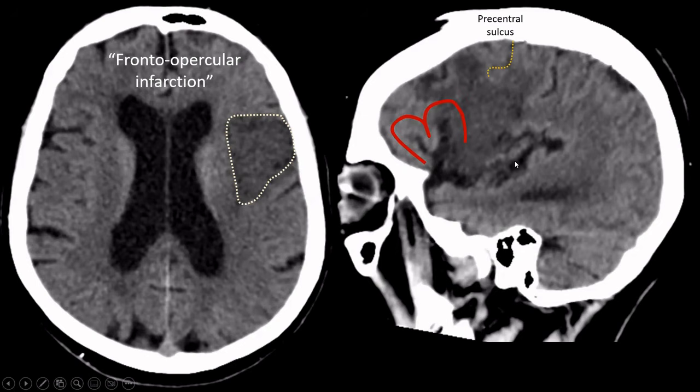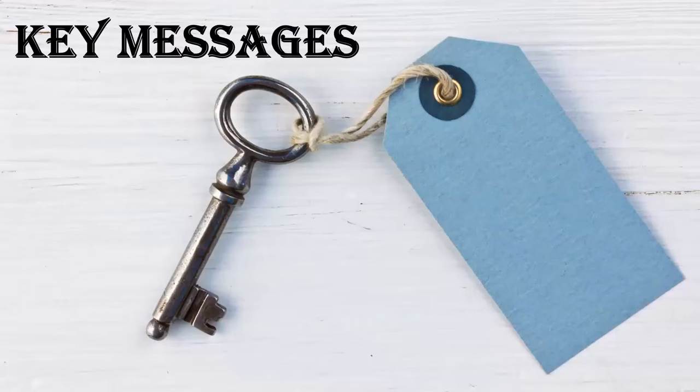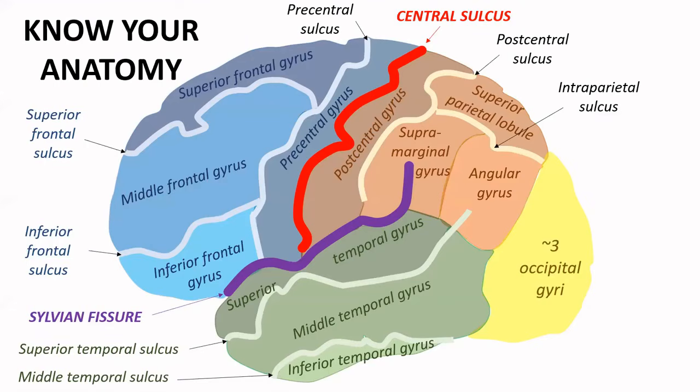If you remember the slices on perisylvian cortical anatomy, then you remember that this has to be the precentral sulcus and this is the central sulcus. So the infarction definitely also involves part of the precentral gyrus and the subcentral gyrus, which is the inferior most part of the precentral gyrus. So another case solved. Key messages, well, it's hard to find key messages because I just showed you a lot of illustrated anatomy. I think the most important thing is memorize this, know your anatomy.